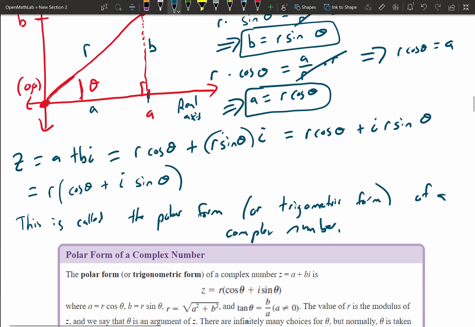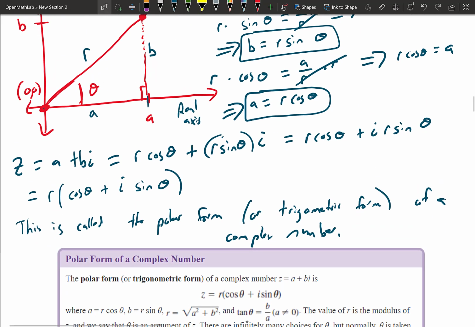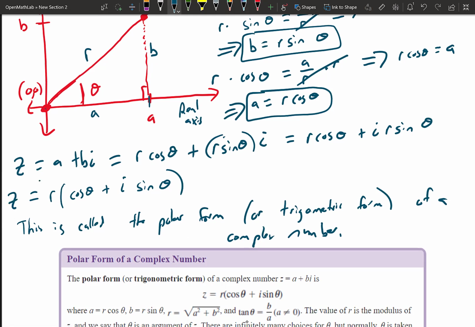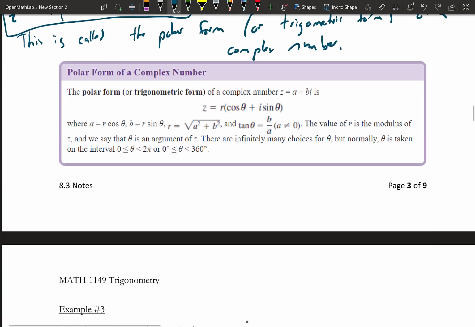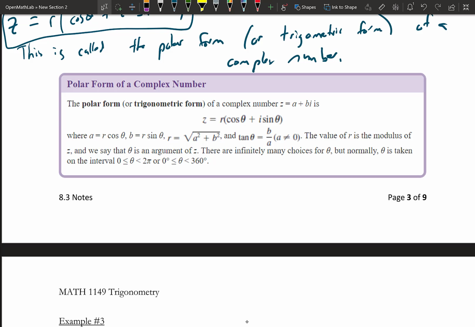Right, so if we refer to the trigonometric form or the polar form, we want to rewrite Z like this. And that's what I have here at the bottom, right? So the polar form, a trigonometric form of a complex number.